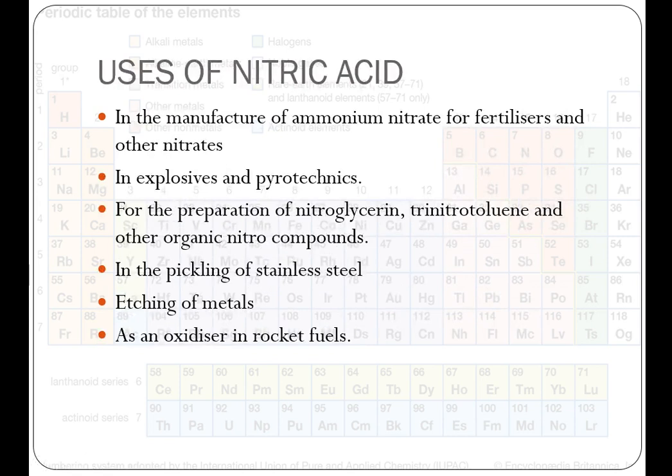Uses of nitric acid. It is used in the manufacture of fertilizer, explosive, pyrotechnics, preparation of nitroglycerin, trinitrotoluene, other nitro compounds, in the pickling of stainless steel, etching of metals, and as an oxidizer in rocket fuels.